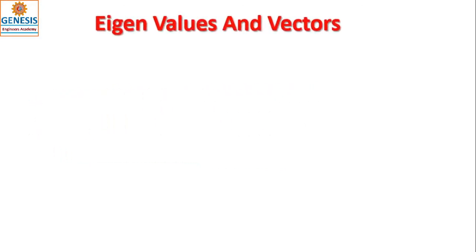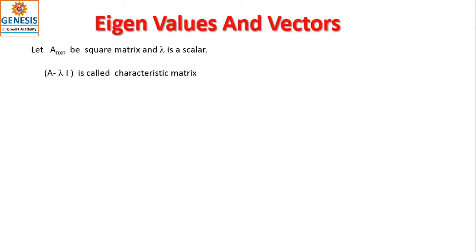First, what are eigenvalues and eigenvectors? Let A be an n by n square matrix and lambda a scalar. Then A minus lambda I, where I is the unit matrix, is called the characteristic matrix. And the determinant of that characteristic matrix, we call the characteristic equation.